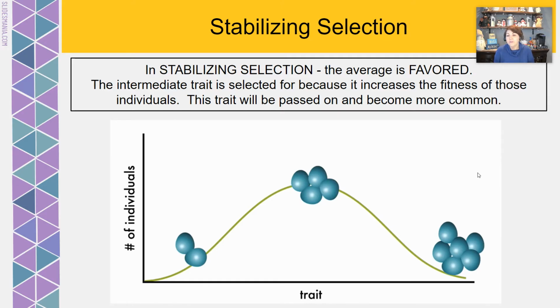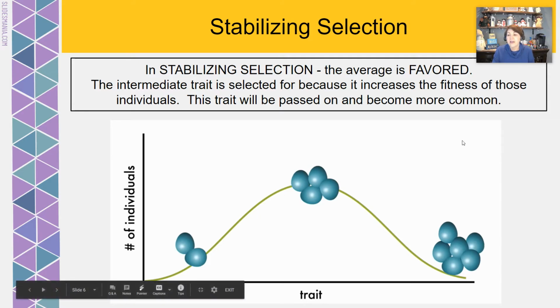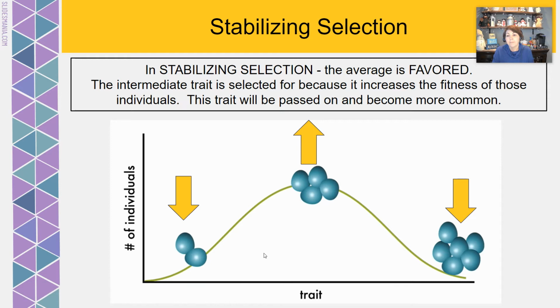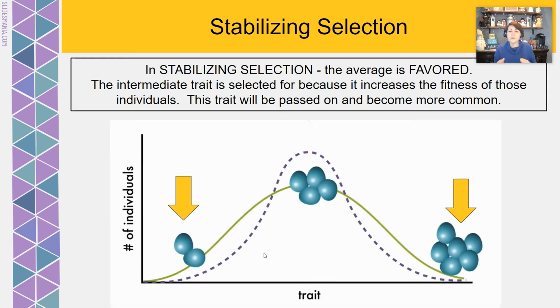In this example, if you have the average number of eggs, your babies tend to survive more versus having one of the extremes, where your babies tend to not survive as well. And so we'll see an increase in the average and a decrease in the extremes. And so our graph will become more narrow and will go up in the center where the average is. So this is considered stabilizing, where the average trait or the intermediate trait is selected for. It's the best one to have.